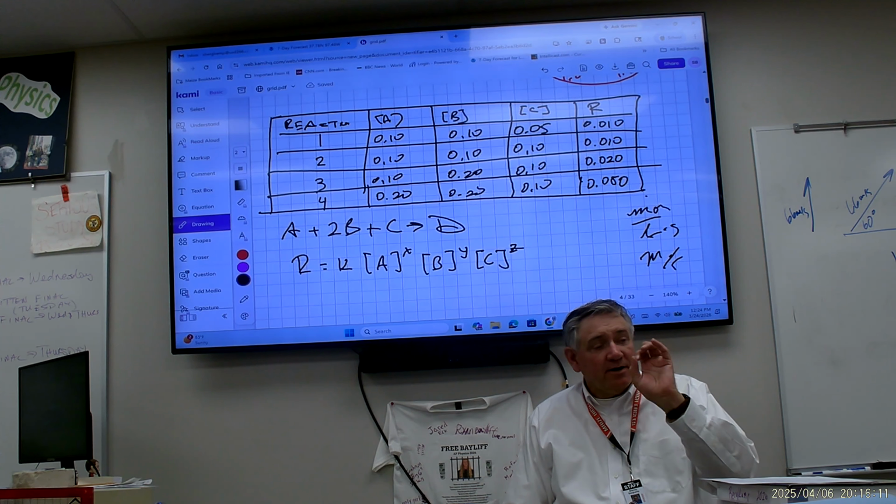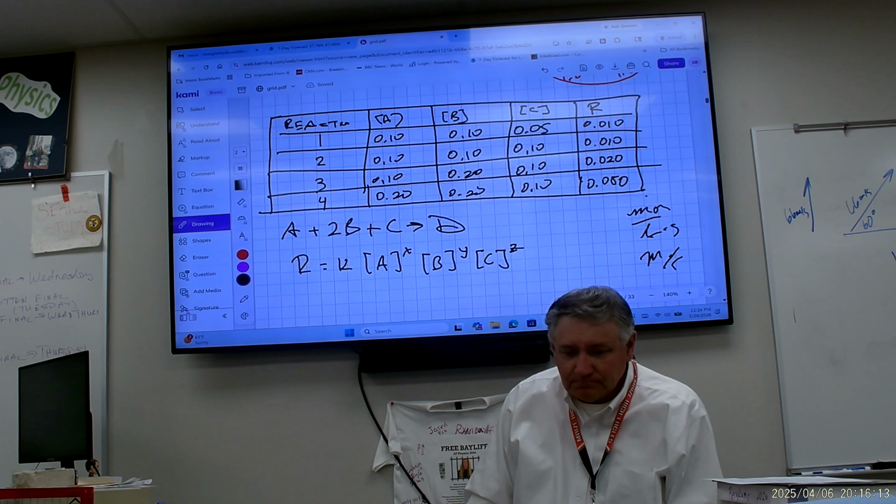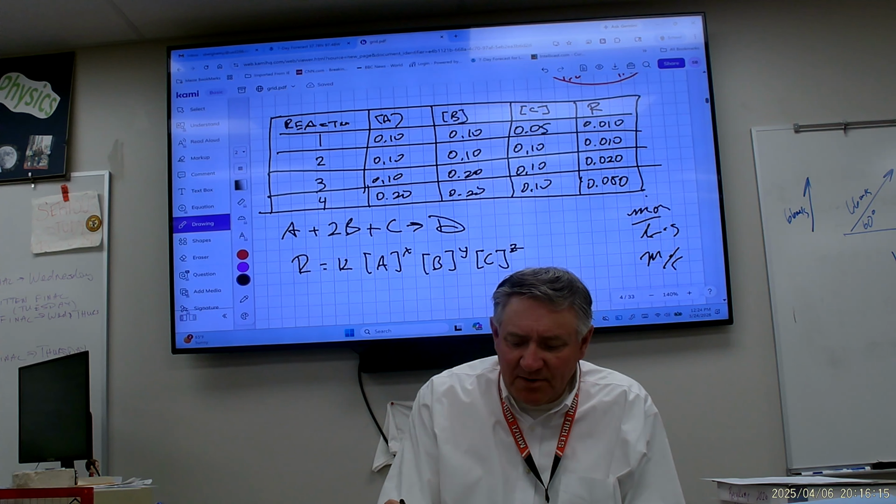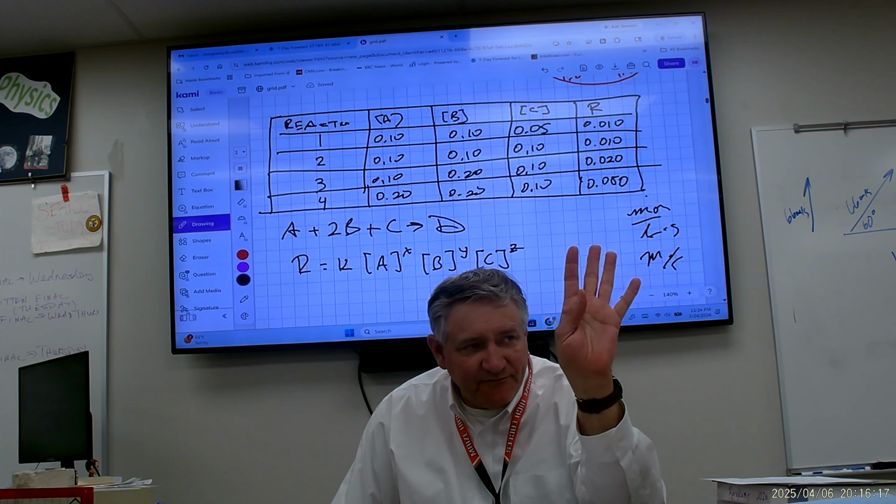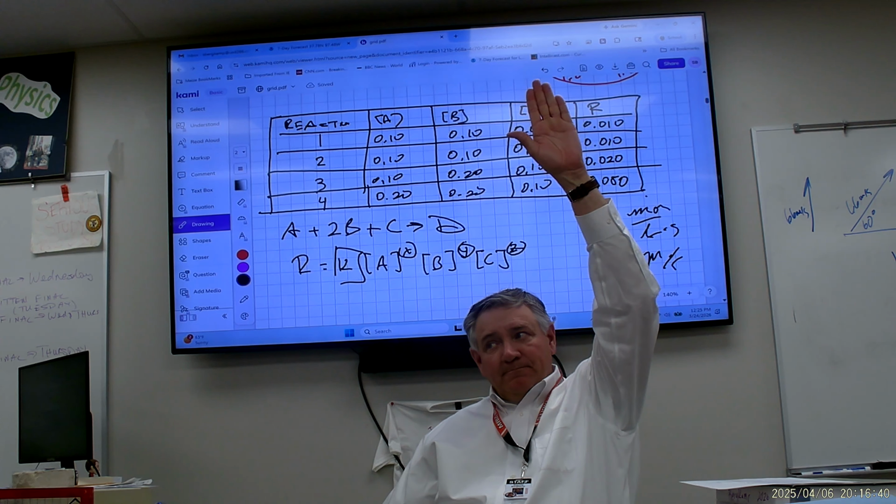Okay, now here's what you're after. What you're trying to figure out is 4 things. You're trying to find the value of X, Y, and Z. What are the orders with respect to each individual concentration? And then we're trying to find k. Now, this is lowercase k. This is not uppercase K. This is lower, not upper.